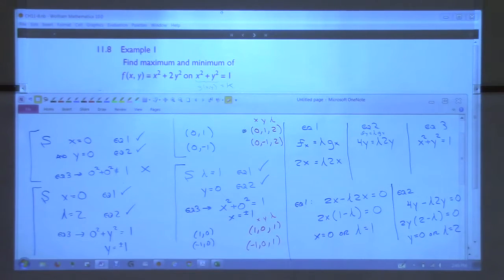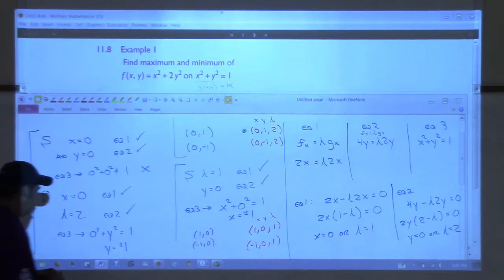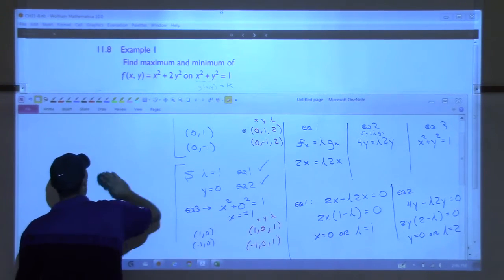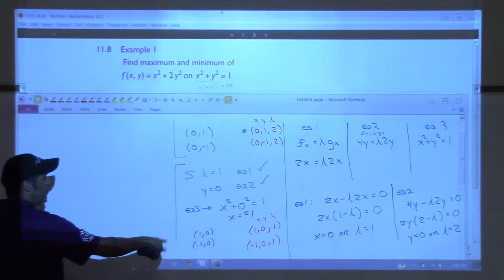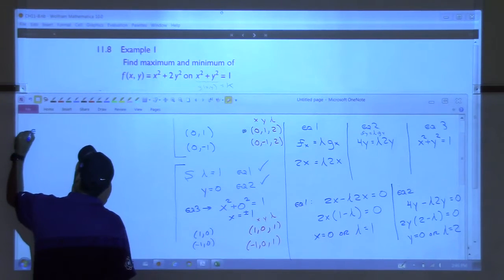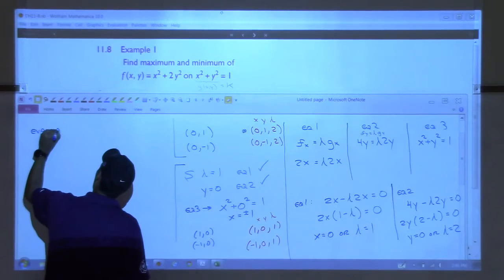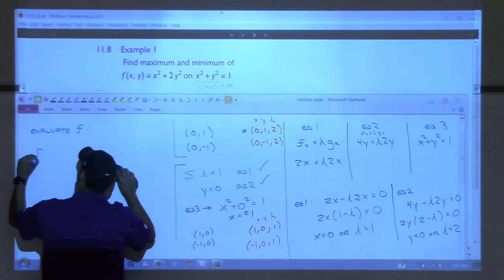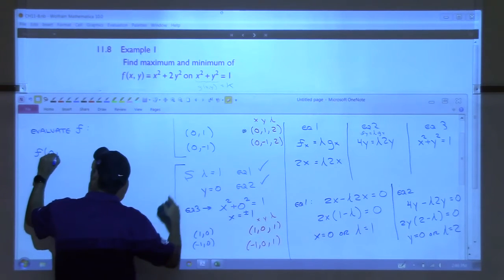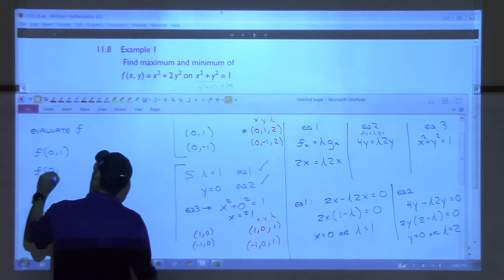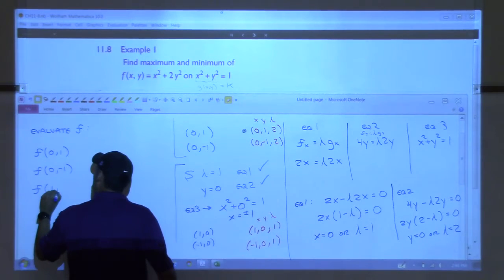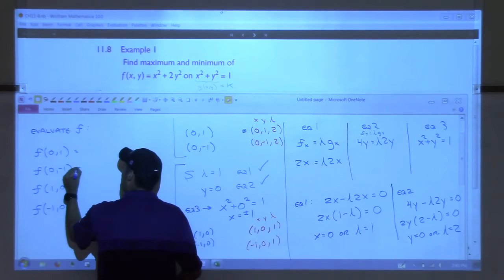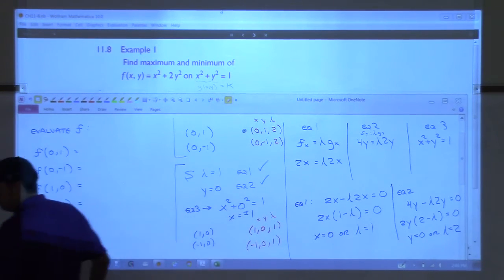So now that we have these, what do we do with them? Our points of interest are the 4, right? So now what we need to do is evaluate f. We want to go to our original function f, and then we want to plug in f of 0, 1, f of 0, negative 1, f of 1, 0, and f of negative 1, 0. Whatever those outputs are, we will look for the max and min.